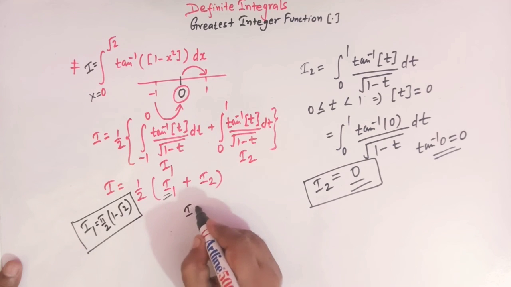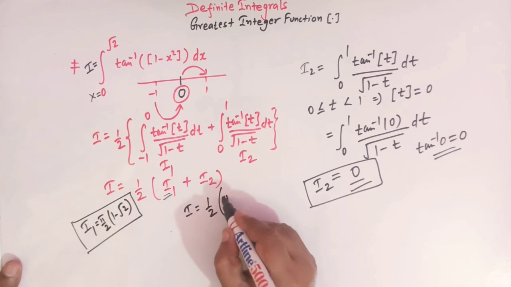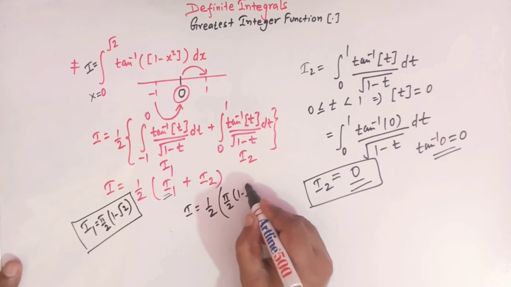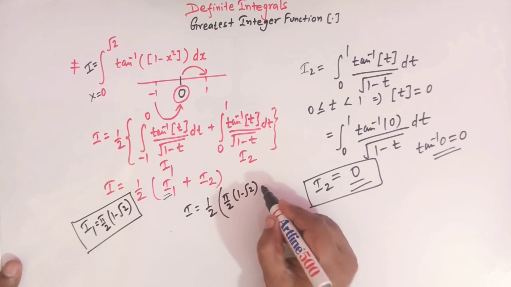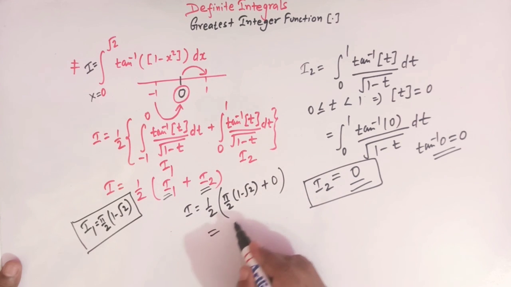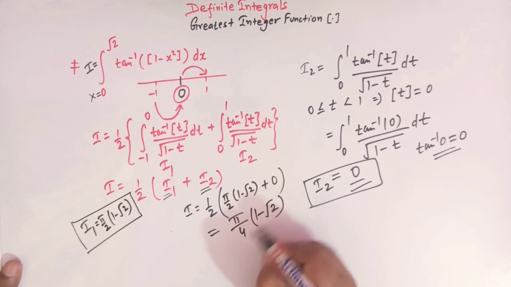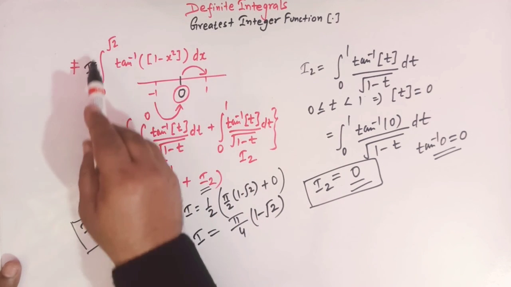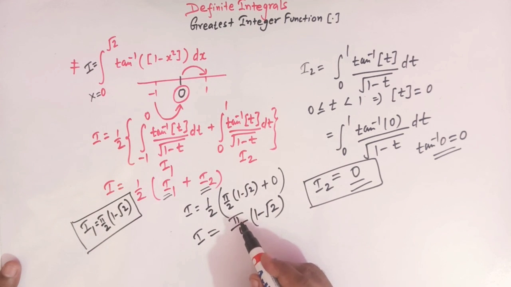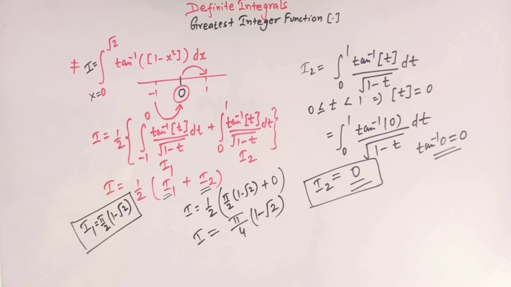So our I is half, and we'll write here pi by 2, then we have 1 minus square root of 2 plus the value of I2, which is 0, and now we can write pi by 4, and here we have 1 minus square root of 2, right? So viewers, the value of this integral is equal to pi by 4 times 1 minus square root of 2.